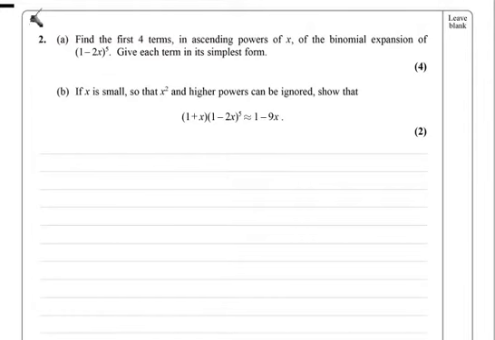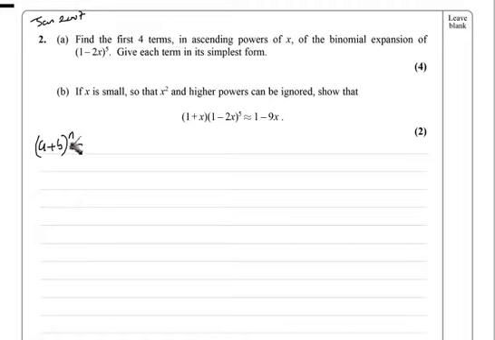Okay, we're going to solve January 2007, question number 2. It says find the first four terms in ascending powers of x of the binomial expansion given, and give each term in simplest form. Let's remember the formula for this. Actually, it's given in the formula sheet in the exam.